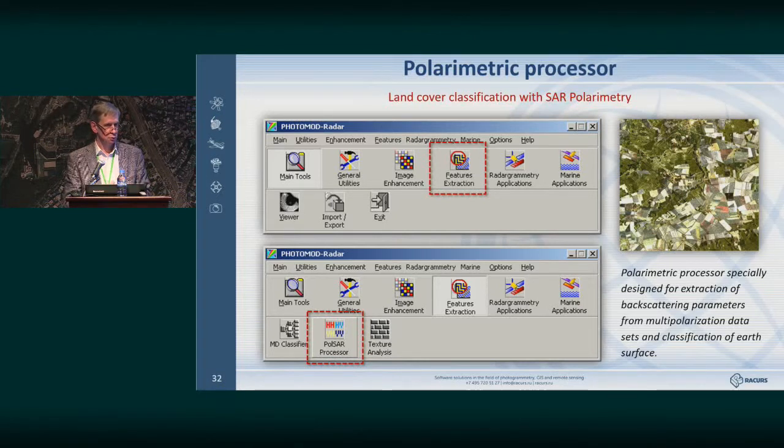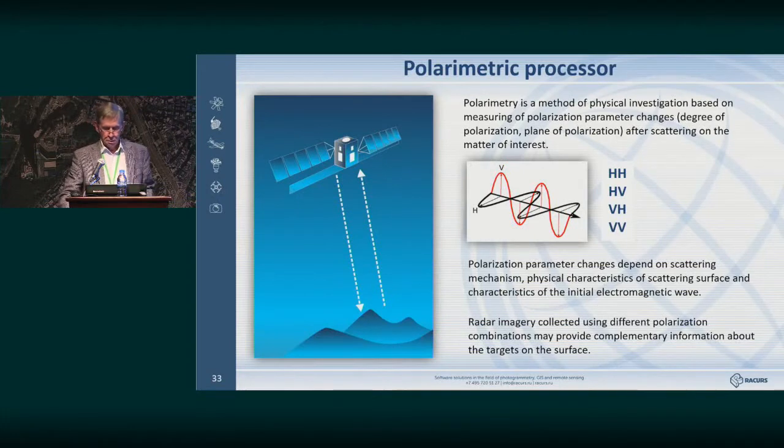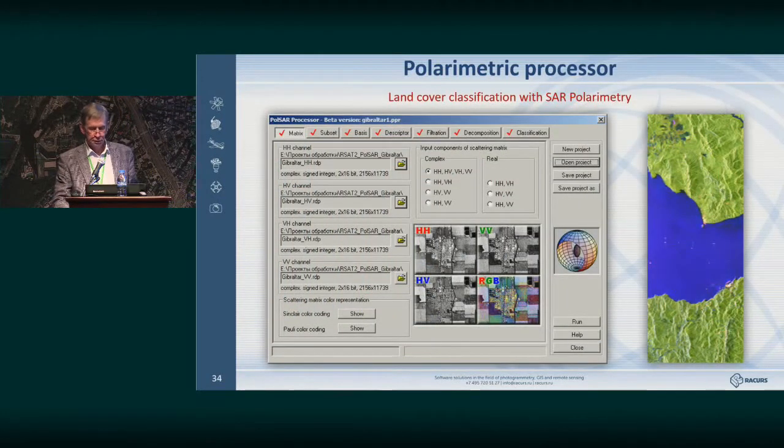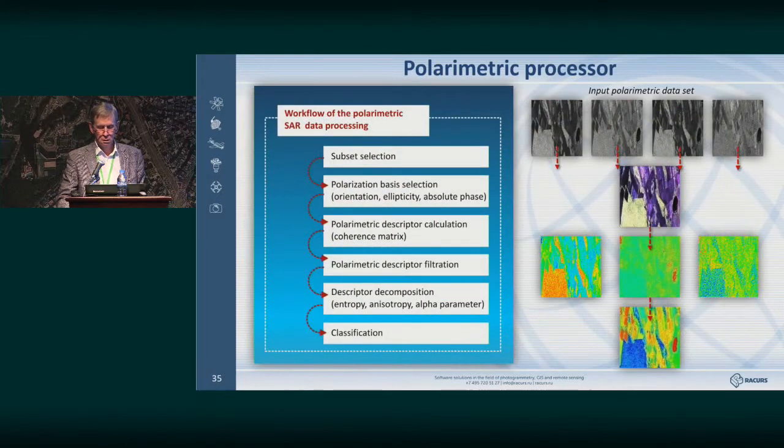And as I told you, radar's radiation is typically polarized. It can beam in different polarizations, both horizontally and vertically, and the registration takes place in two perpendicular polarizations. And these are different multipolarization data sets that carry a lot of useful information about specifications of the properties and can be used for classification of Earth surface. This is PHOTOMOD radar.